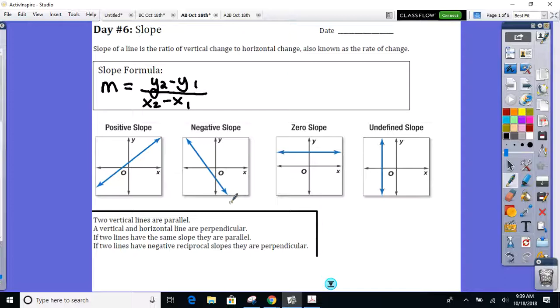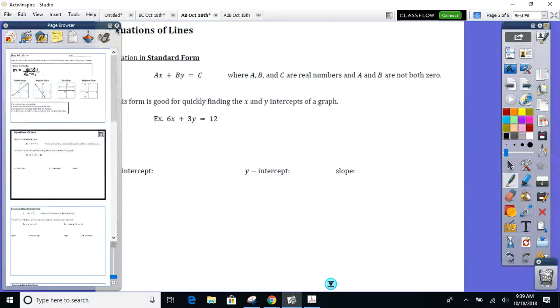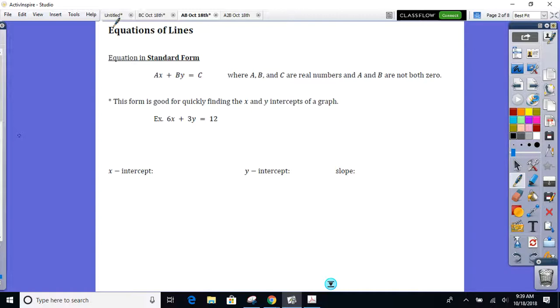Everyone good? Okay, so let's get right into it. Three different types of equations. You may have heard of them last year, maybe not. That's fine. We're going to talk about them now. Standard form of an equation. Guys, that is when x and y are on the same side. X and y are both on the same side of the equation.